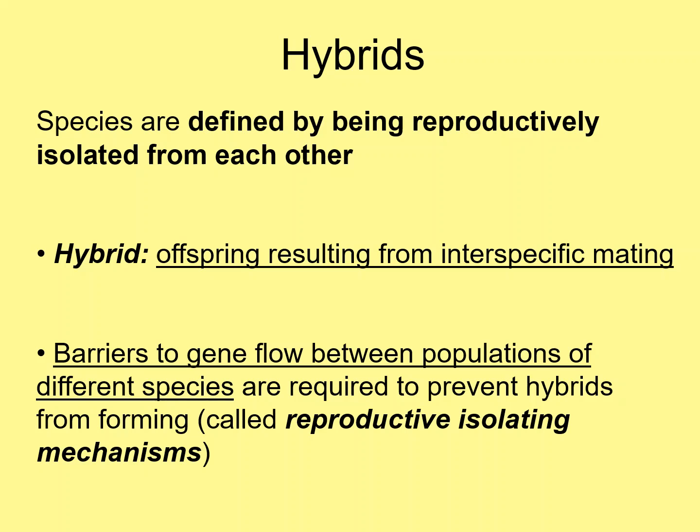So reproductive isolating mechanisms are essentially barriers to gene flow between populations of different species. They basically prevent hybrids from forming in the first place, which are referred to as prezygotic isolating mechanisms, or they affect the viability or fertility of a hybrid if it does form, and those are referred to as postzygotic isolating mechanisms.